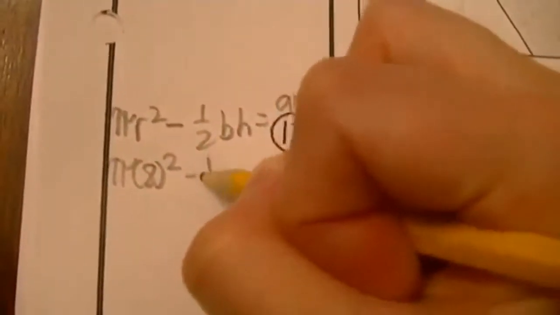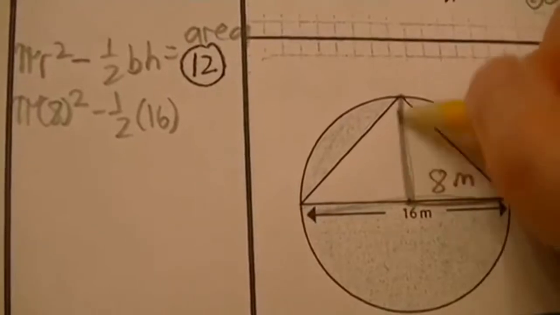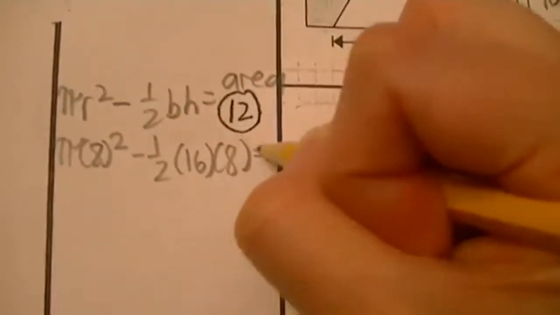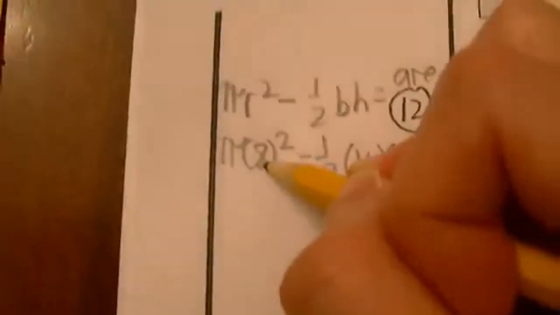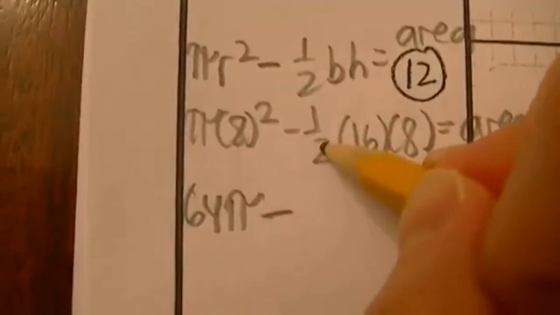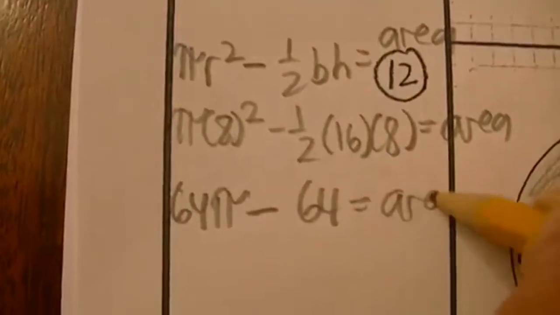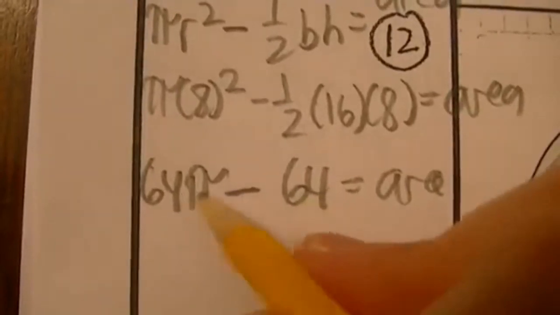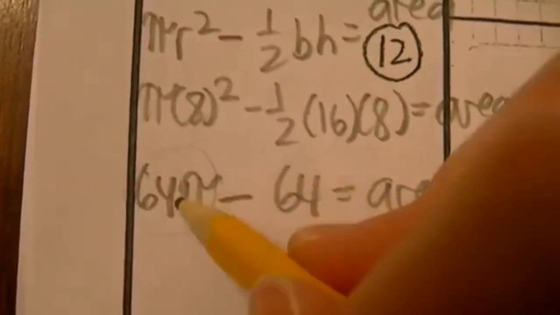Okay, so let's set this up. Pi times 8 squared minus 1/2. The base of the triangle is 16. The height of the triangle is also the radius of the circle, so that's 8. That's going to be the area of the shaded region. So 8 squared is 64, so this is 64 pi minus, half of 16 is 8, 8 times 8 is 64. And that's going to give me the area. You can't go, oh, 64 pi minus 64 is pi. No, it's not. These are not like terms. See how this has got that?